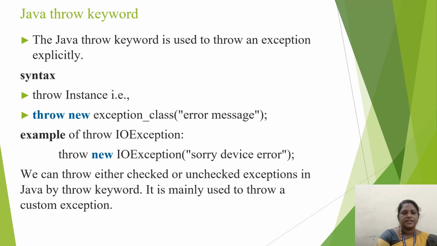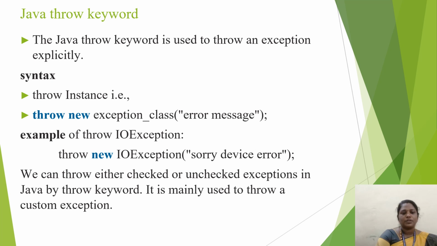The next keyword is the Java throw keyword. The Java throw keyword is used to throw an exception. Here, throw is a keyword that is used to throw the exception explicitly. That is the main thing. The syntax of the throw keyword is throw instance. You have to create an instance object: throw new exception class, and whatever the exception is will be displayed in the error message. For example, throw is a keyword, new is a keyword, then the exception class name like ArrayIndexOutOfBoundsException or NullPointerException. These are the exception classes.